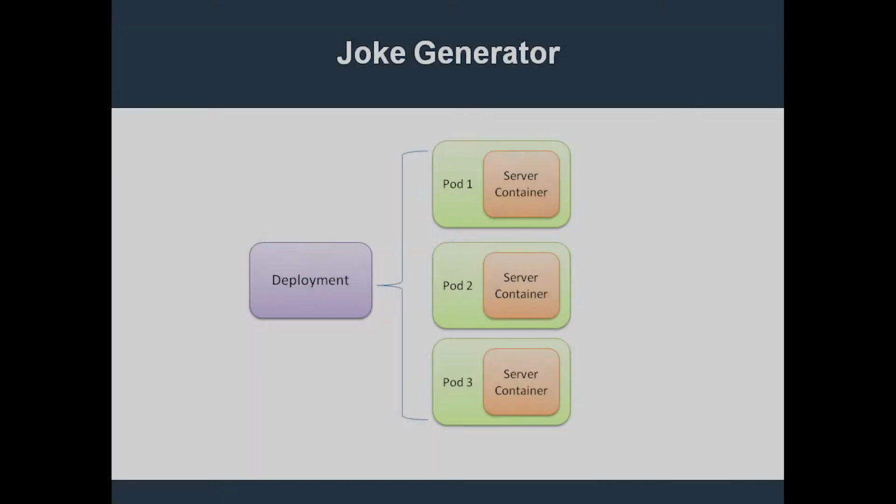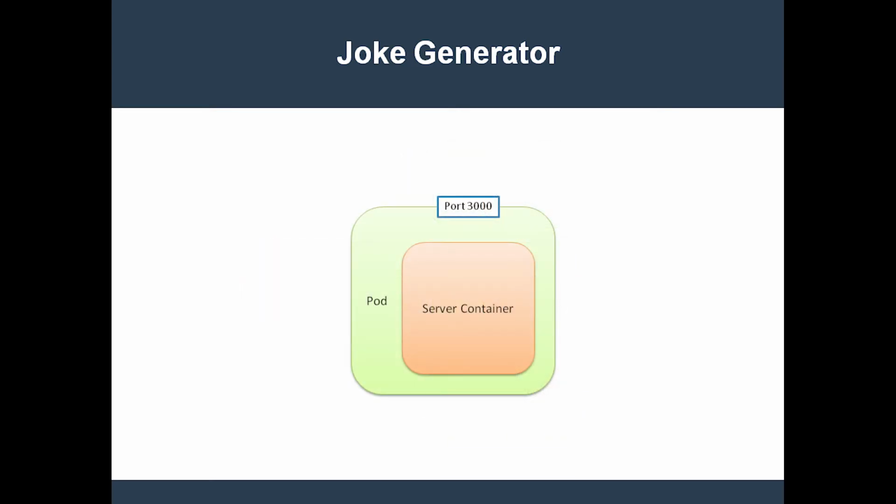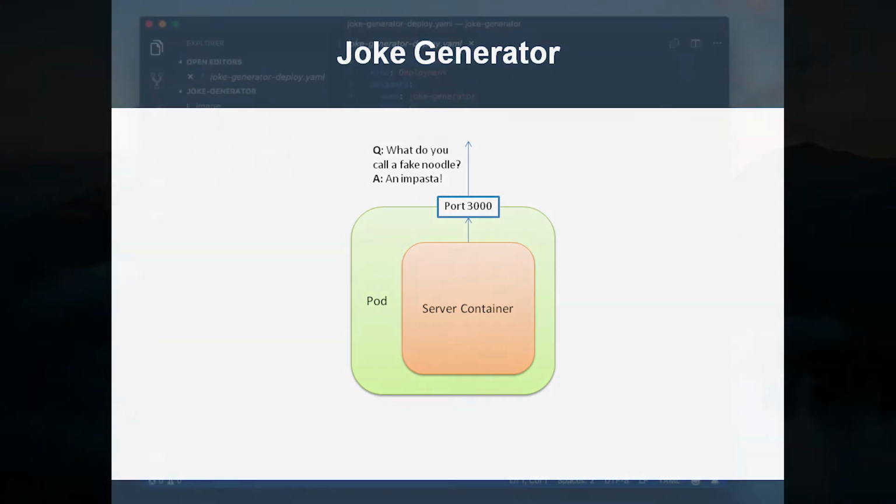Let's go over a little demo. We're going to start out with a deployment for a pod which randomly generates jokes. The joke generator pod has a container which runs a simple server. Every time you hit port 3000, the web server will respond with a JSON object containing the setup and punchline for an amazing joke. The JSON object will also contain the IP address of the pod which generated the joke so that we can see where the message came from.